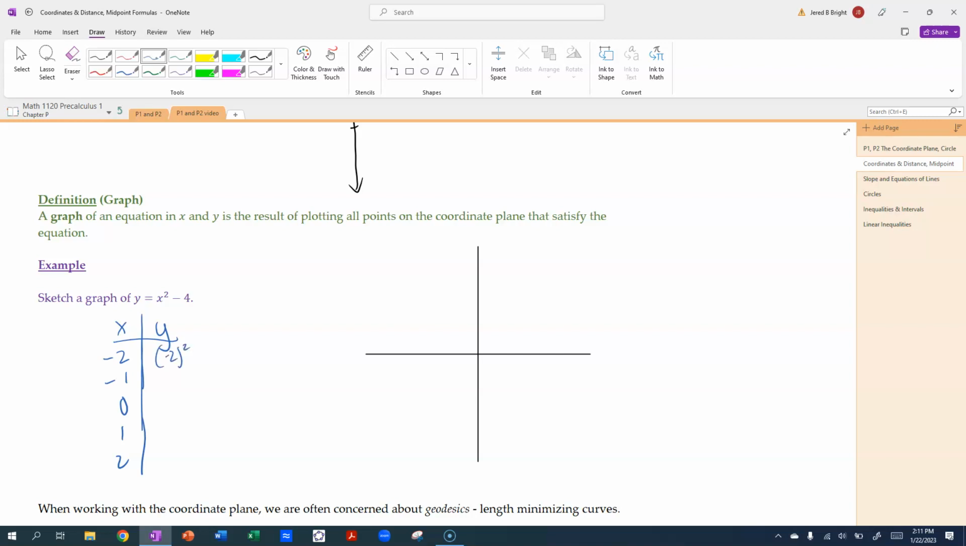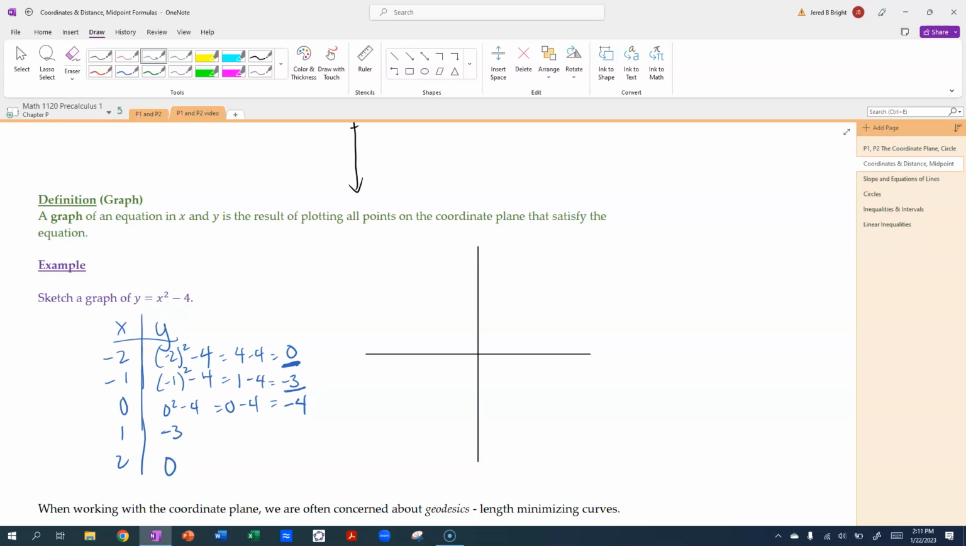So -2 squared minus 4. Okay, so that's 4 minus 4 is 0. Okay, so that's the end result of that. -1 squared minus 4 would be 1 minus 4. We square a negative, that's always positive, minus 4, we get minus 3. Okay, put in 0. 0 squared minus 4, also known as 0 minus 4, also known as minus 4. Okay, and I'm just going to provide the other values here so that we can move along.